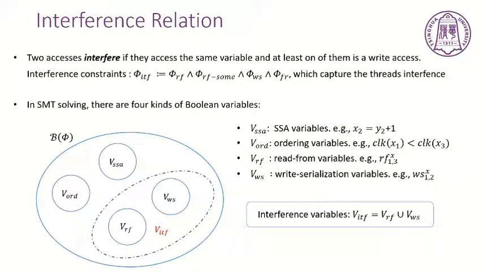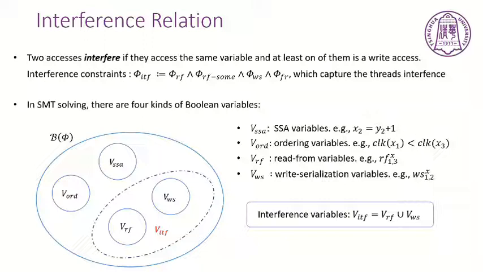In a multi-threaded program, two accesses interfere if they access the same variable and at least one of them is a write access. So among the constraints, we have the interference constraints, that is the read-from constraint, the write serialization constraint, and the from-read constraint. They capture the semantics of thread interference, and this is special for multi-threaded programs compared with sequential programs.